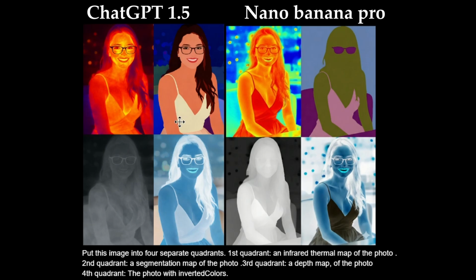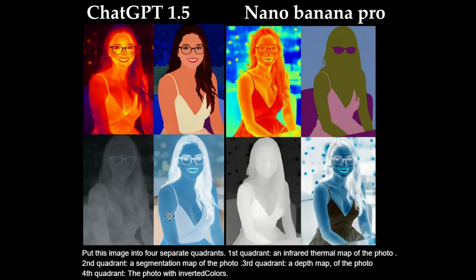For the second one, this is kind of a segmentation map. It doesn't look great, but I guess it's a pass. And then for the third one, this is a depth map, but I wouldn't say it's too accurate. And then for the fourth one, let me invert the colors. And you can see this is not accurate. It's close, but it's not quite the original photo.